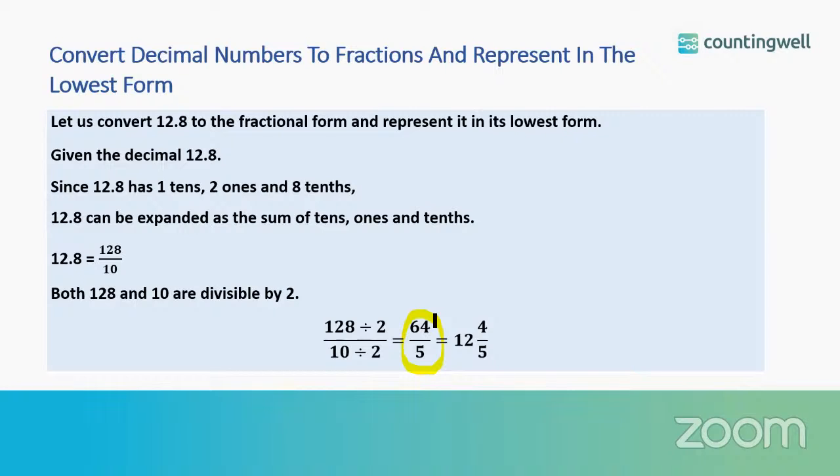Note that it is an improper fraction. So we can write it into the mixed fraction form by dividing 64 by 5. So we have 12 5s plus 4, which is 64. So we are writing denominator, quotient and remainder here. So in this way, 12.8, which is a decimal number, is converted to a fraction in the lowest form, that is 12 4 by 5.